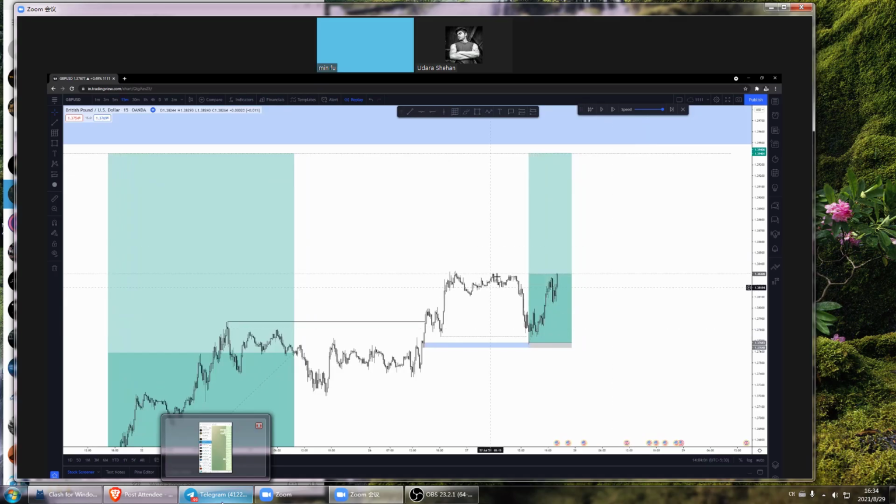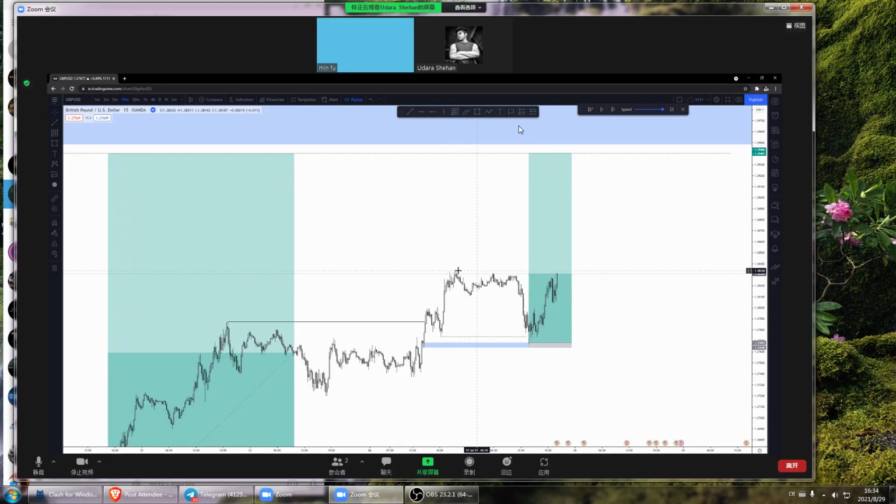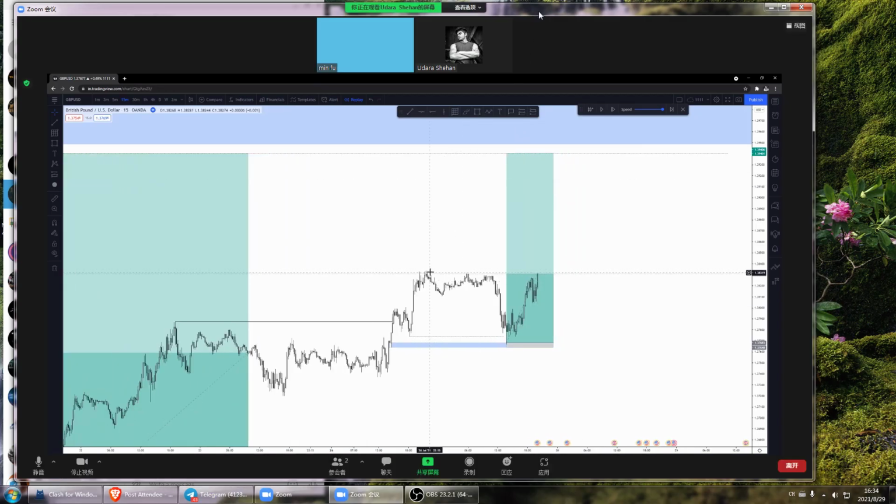See, now I told you to take partials from here. If you close everything from here, you're wasting your lot size also. Because why? We know that price wants to go into this area. So why not hold it until then? Take your partials, pay yourself right here, and then leave a runner.